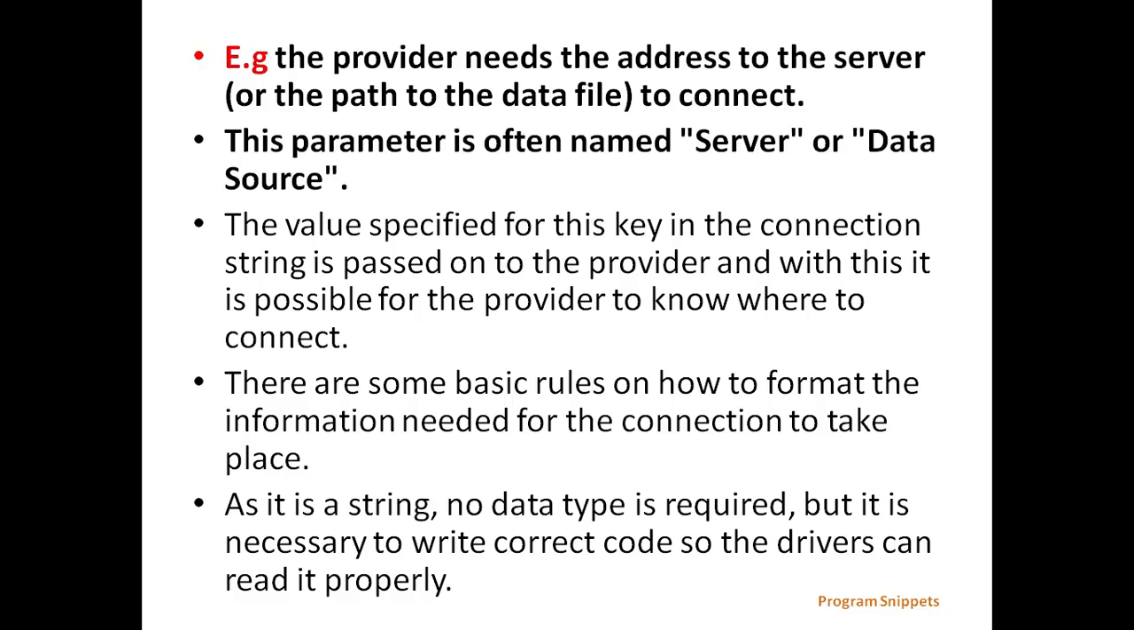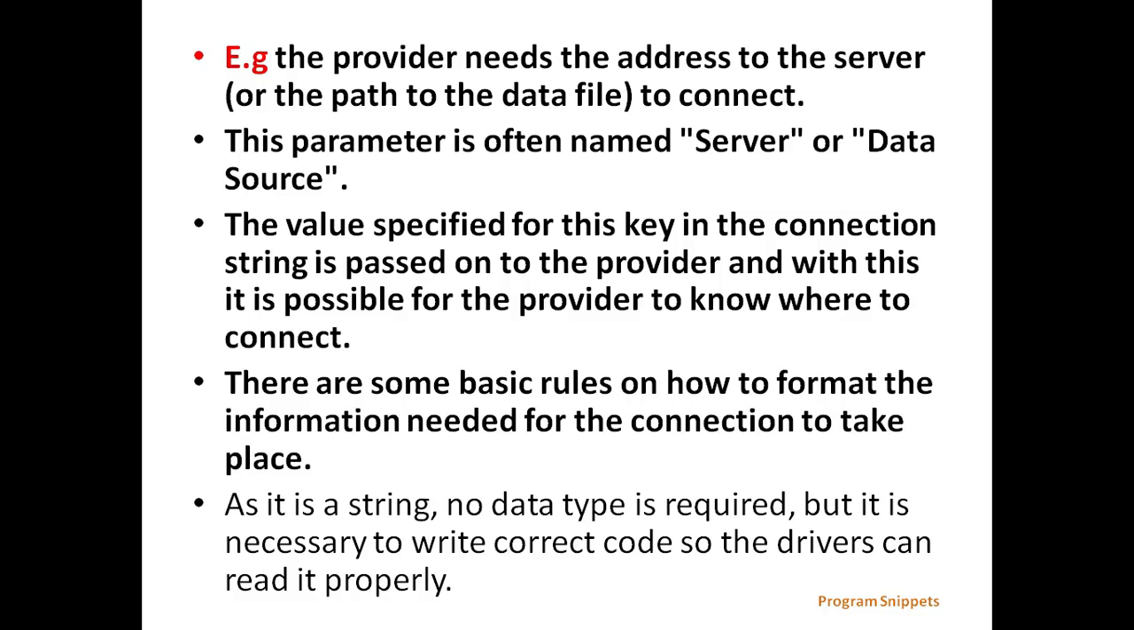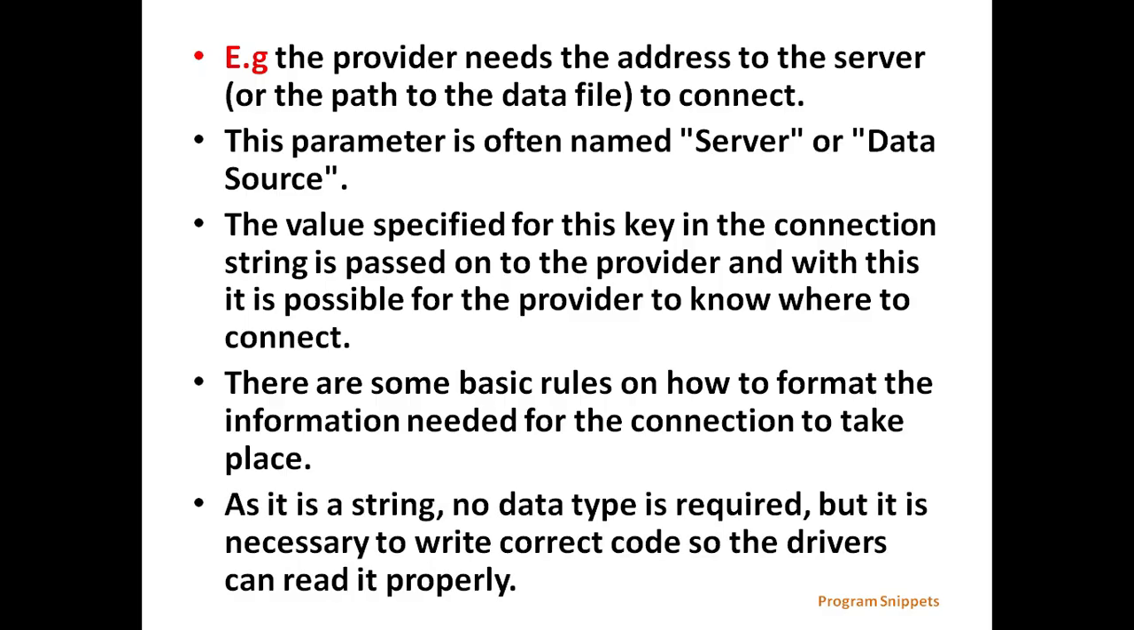For example, the provider needs the address to the server or the path of the database file to connect. This parameter is often named server or data source. The value specified for this key in the connection string is passed to the provider, and with this key it is possible for the provider to know where to connect. There are some basic rules on how to format the information needed for the connection to take place. As it is a string, no data type is required, but it is necessary to write correct code so the drivers can read it properly.